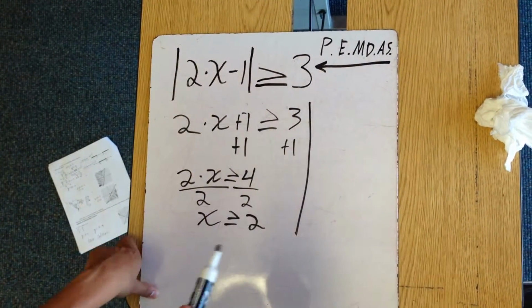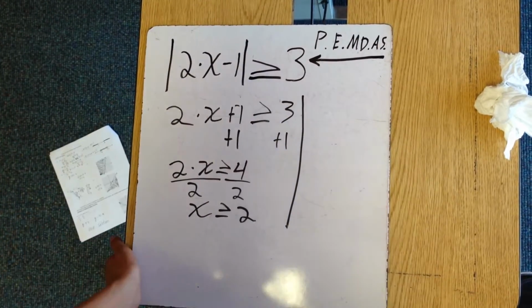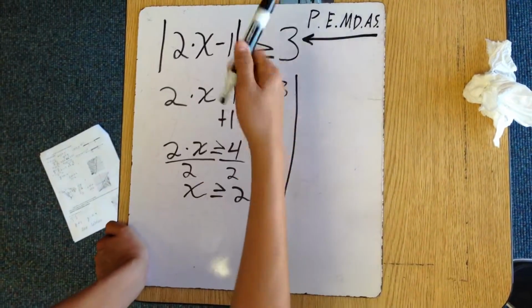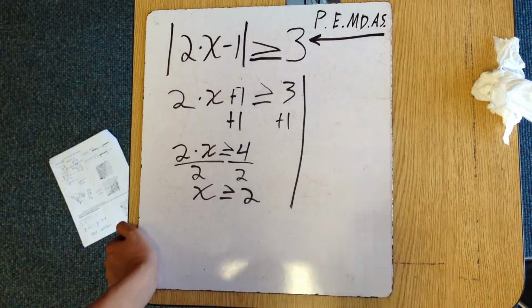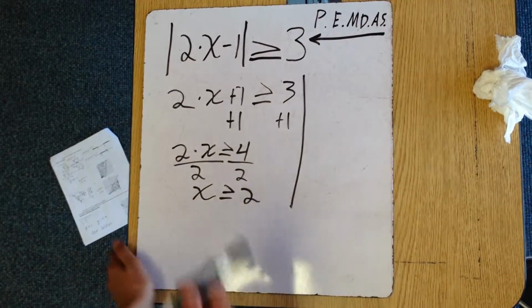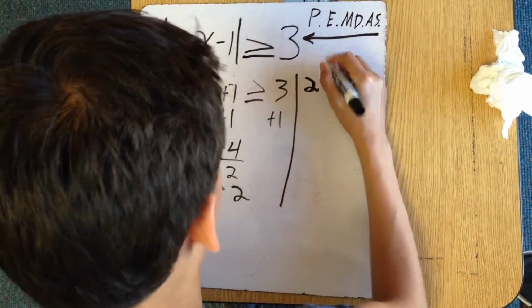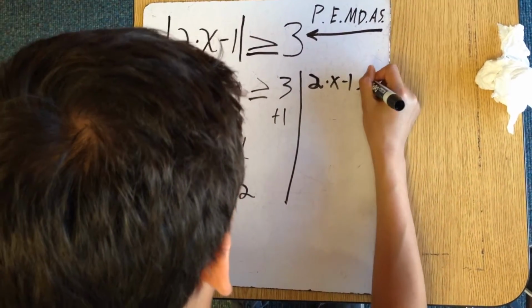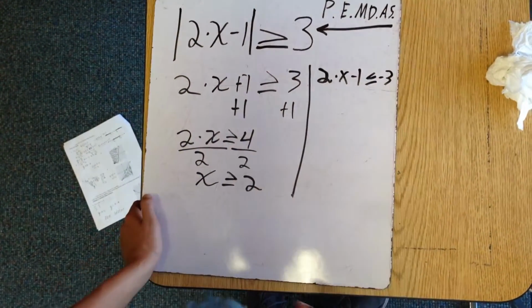So the second response is going to be this side, the one in between the barriers, the 2 absolute value markers. It's going to stay the exact same. But the inequality is going to flip itself, and so is 3, because you've got to switch the ones that aren't on the same side. So that'd be 2x minus 1 is less than or equal to negative 3. See how that's opposite on this side?